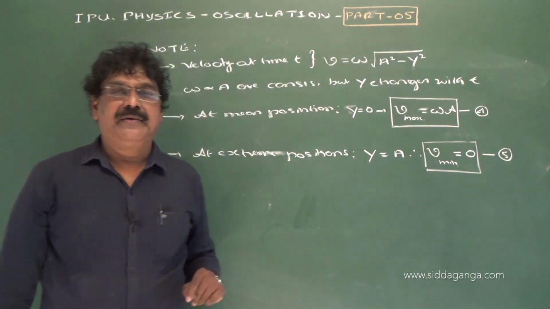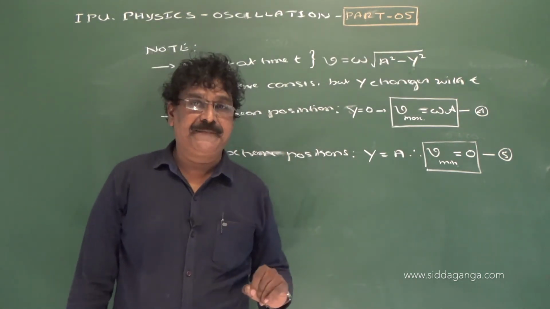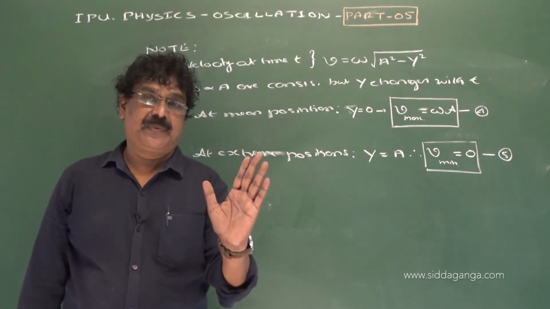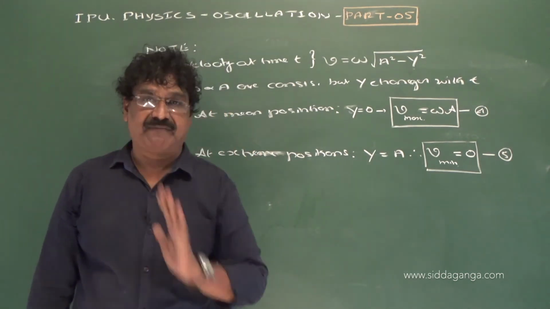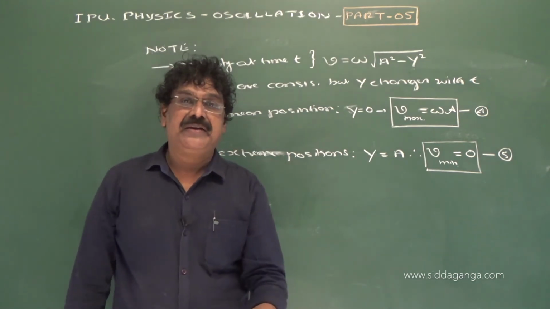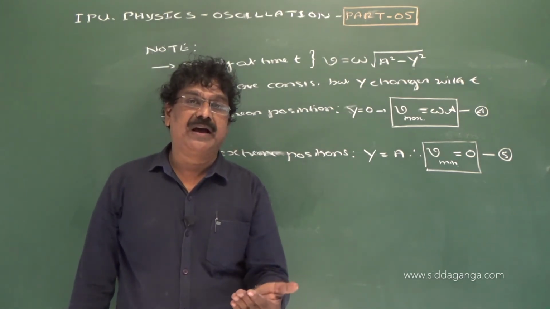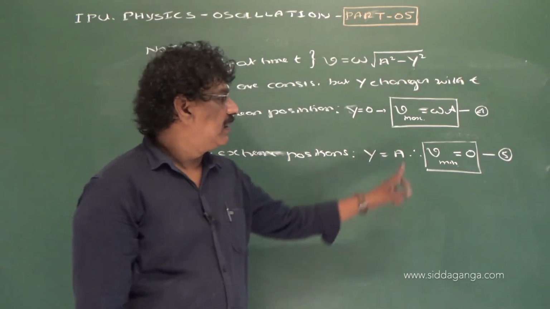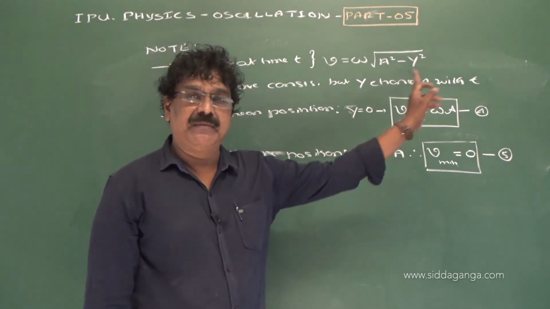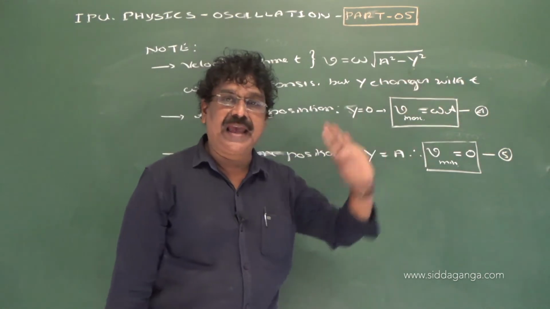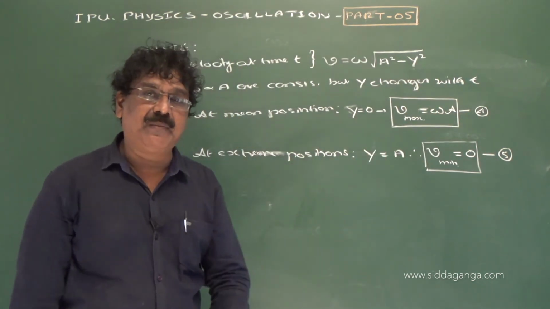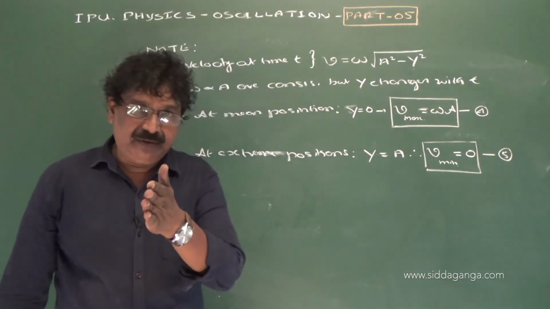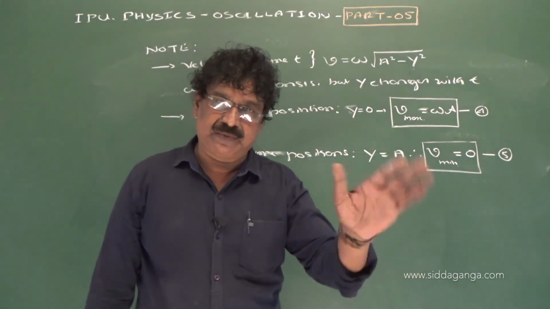So 1, v is equal to dy by dt. 2, v is equal to ωa cos(ωt + φ0). 3, v is equal to ω times square root of a square minus y square. 4th, maximum velocity at mean position is ωa, and minimum velocity is equal to 0 at extreme position. Therefore, when it goes to extreme position, its velocity becomes 0.